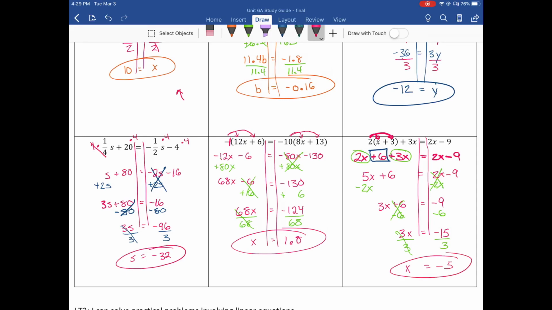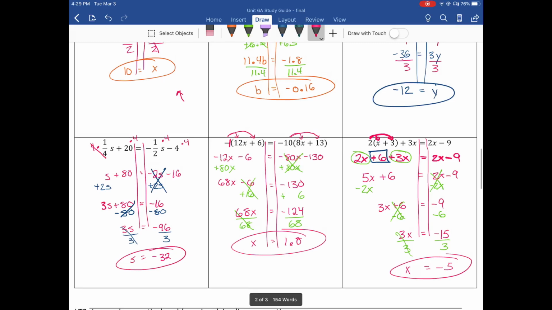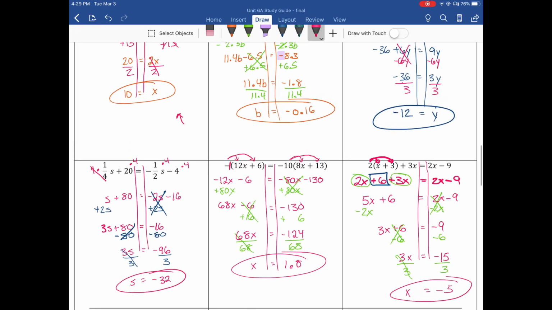Just like in the first learning target, remember if you want to check any of these answers, all you have to do is plug it into the original equation and you'll be able to find your answer.